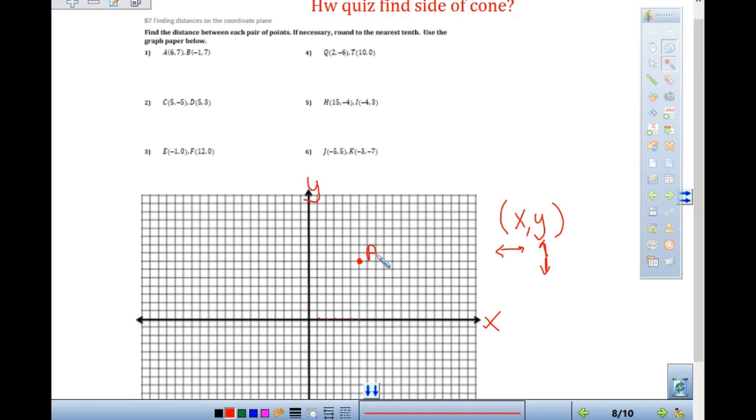And then for questions 4, 5, and 6, I'm going to see 3 triangles. And you have to use Pythagorean theorem if the 2 points are not vertical or horizontal. Okay? Just like we did in our notes.